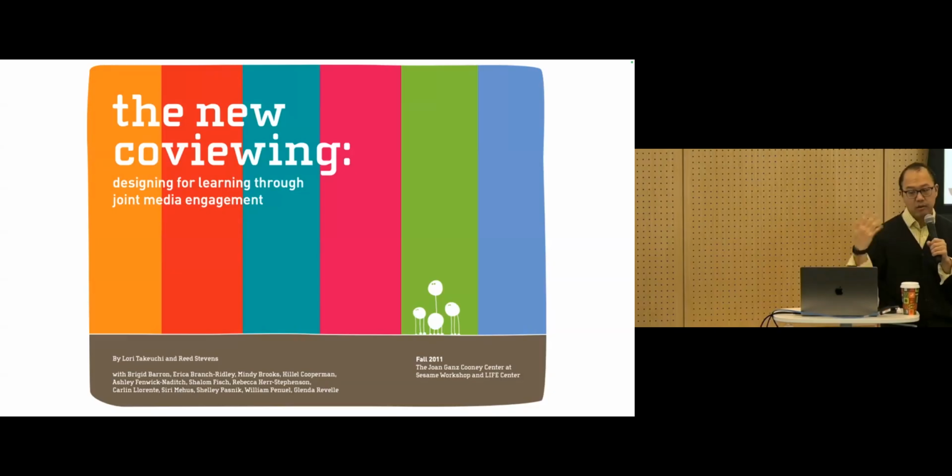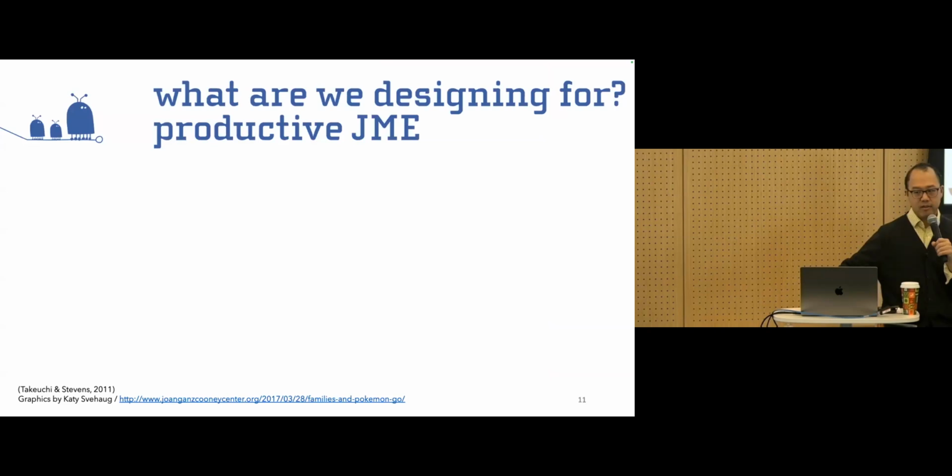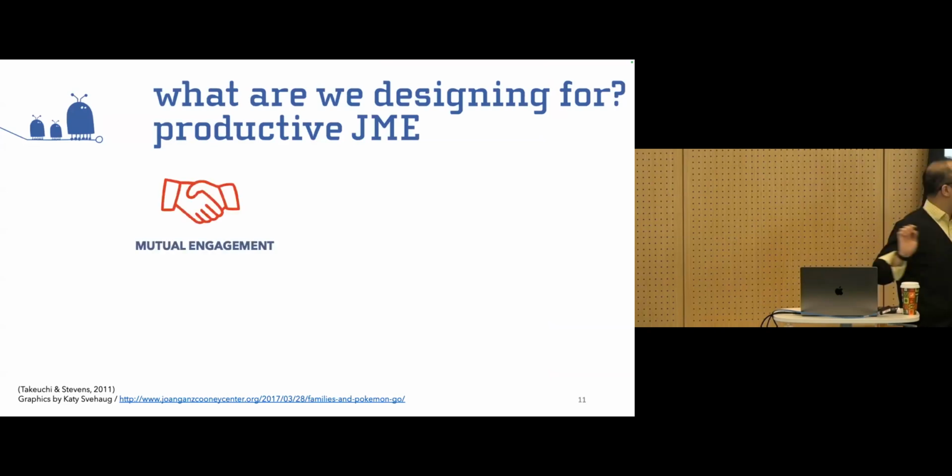And so Lori and others at the Joan Ganz Cooney Center wrote this paper about joint media engagement. And what it's talking about right here is how do families collaborate together, right? How does technology mediate those relationships? And a lot of times those relationships that we're looking at are things like mutual engagement. How does technology shape the way we can work together, right? How can we partner together? How can we have dialogic inquiry?